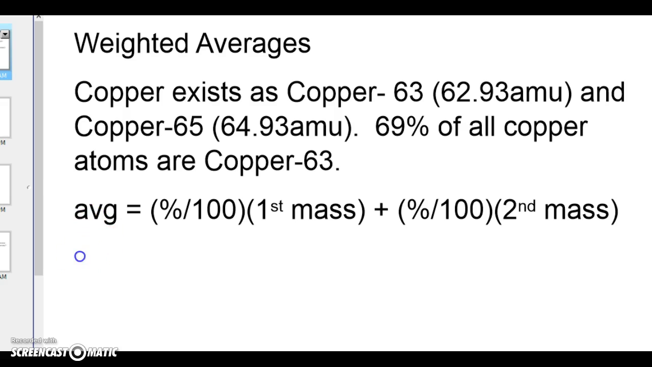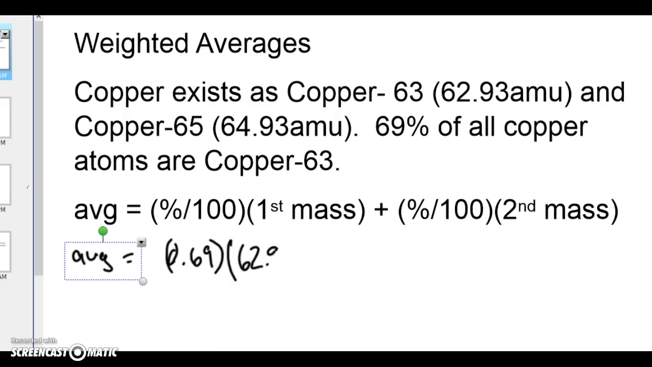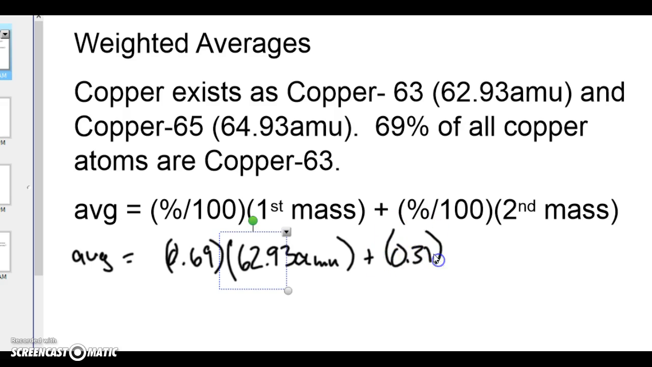The average is equal to the percent that are the first isotope. So that's 69%, and I have to turn that into a decimal, so 0.69. And they have a mass of 62.93 AMUs. Okay, and the percent that is the second isotope, well, that's 0.31. And they had a mass of 64.93 AMUs.